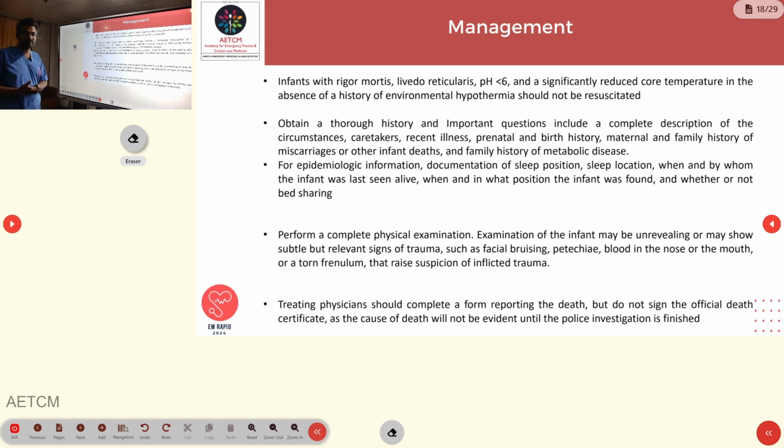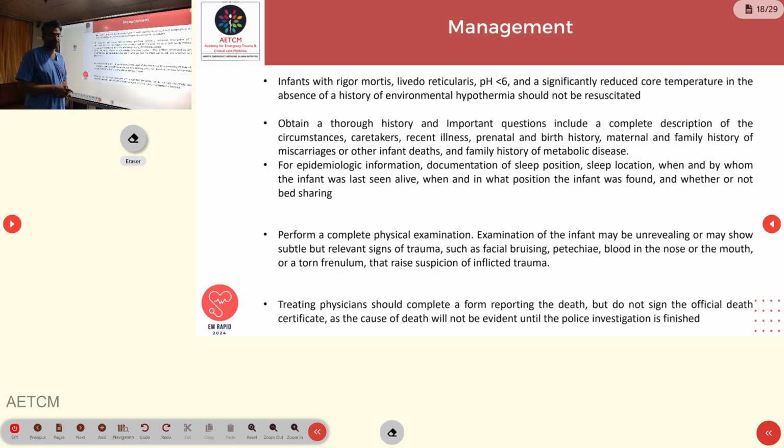And coming to the management, we have to look at how the child is presented to the ER. If the child is presented very late, that is having a significantly reduced core temperature with pH less than 6, and infants with rigor mortis and livedo reticularis, the chances of bringing back the baby are very low, so these babies should not be resuscitated.